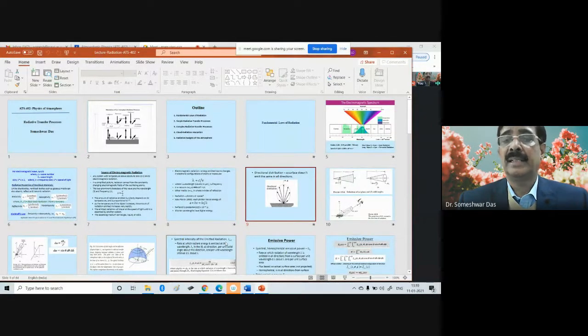All right. So for each shortwave and longwave radiation, we need to compute the radiative fluxes, so that we can find out the net radiation. That means incoming minus outgoing, and that's what is responsible for heating or cooling of the atmospheric layers, right?